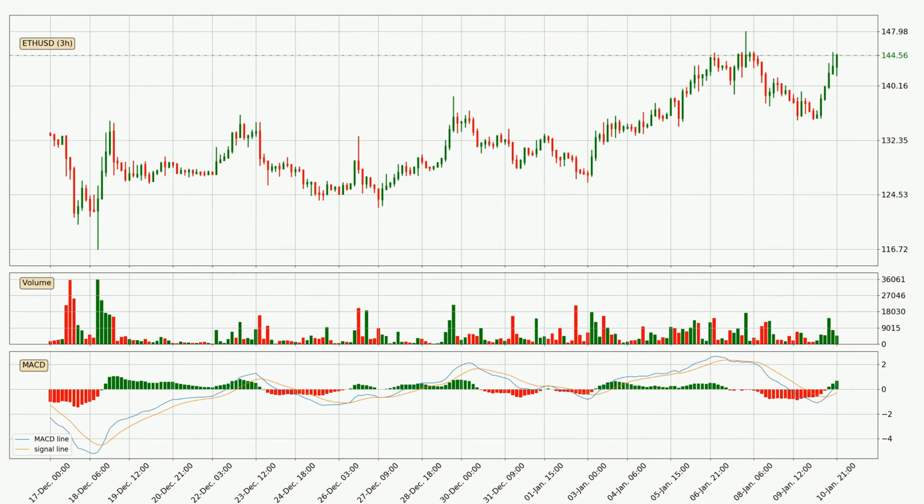Jumping to the 3-hourly MACD, seeing as the MACD line is above the signal line, the trend is currently on the up. The MACD histogram shows that the momentum is currently strong, and it could be expected the price to go further to the upside.